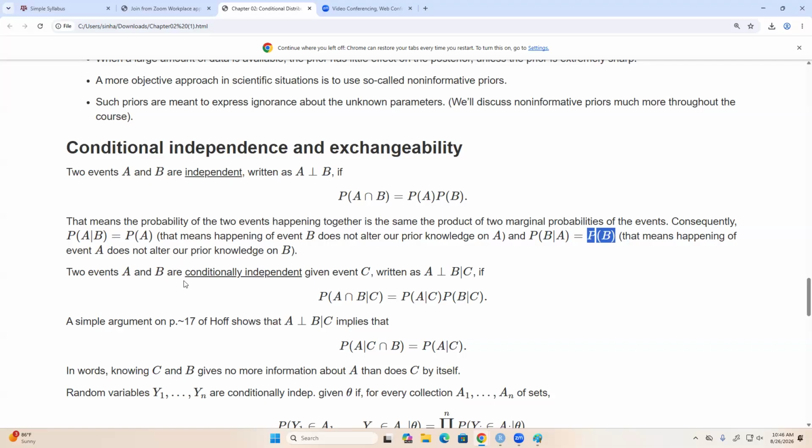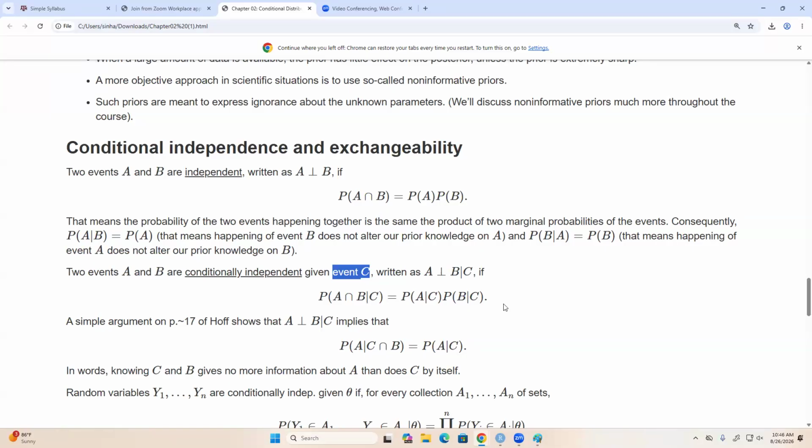Two events A and B are conditionally independent. So far we talked about two events A, B independent. Now we talk about conditional independence. Conditional independence given another event C means given C, A and B are independent.